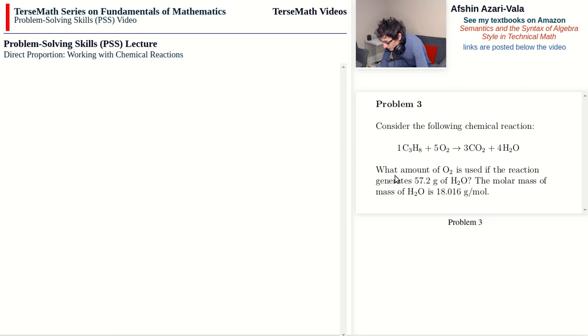So for the same reaction, what amount of O2 is used if the reaction generates 57.2 grams of H2O? The molar mass of H2O is 18.016 grams per mole. Now in this case, grams of H2O are given, and you should know that you cannot use the chemical reaction right now, because chemical reactions only relate moles to moles.